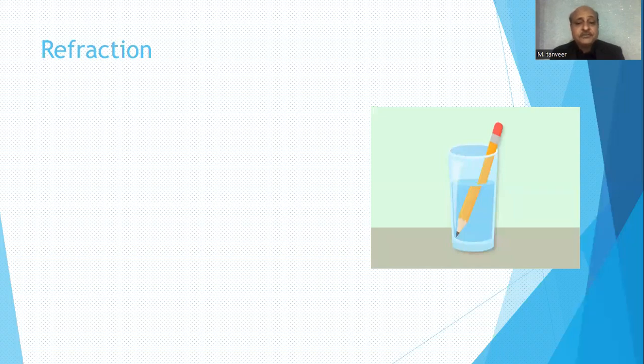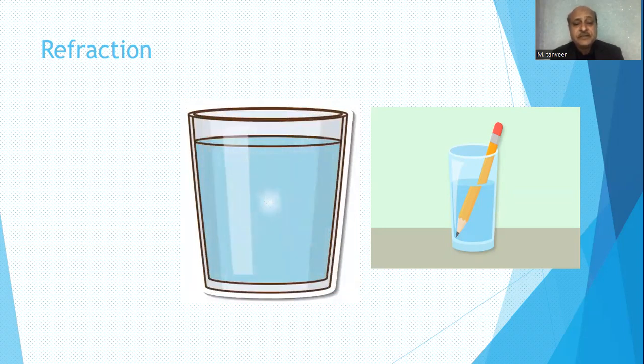Now, look, the process of bending of rays of light when they enter water. This is the glass of water. I drop a perpendicular ray of light coming from air. When this ray of light enters water, this ray of light will not go straight. This ray of light will change its path. This is the change in path.